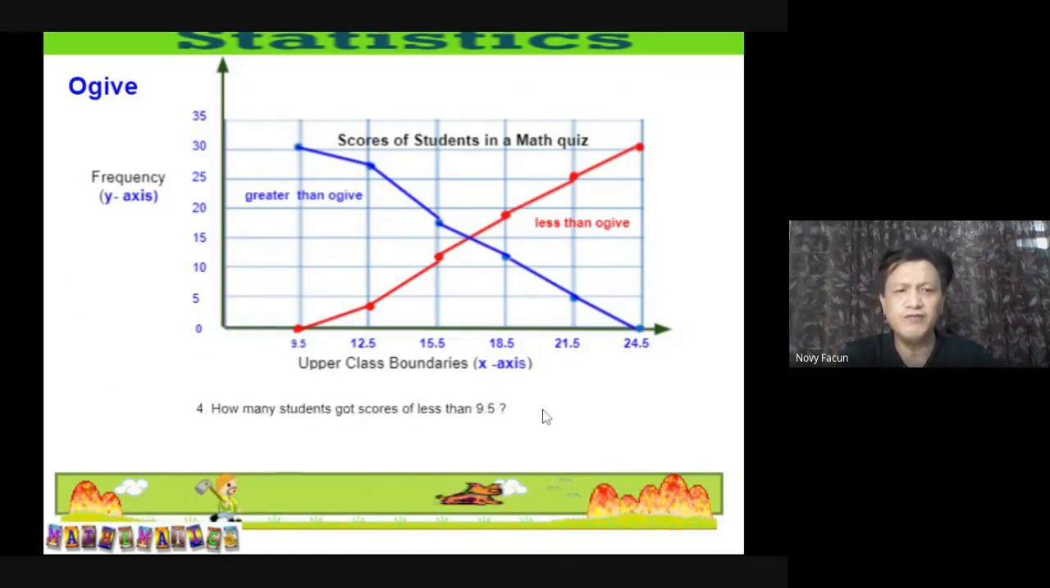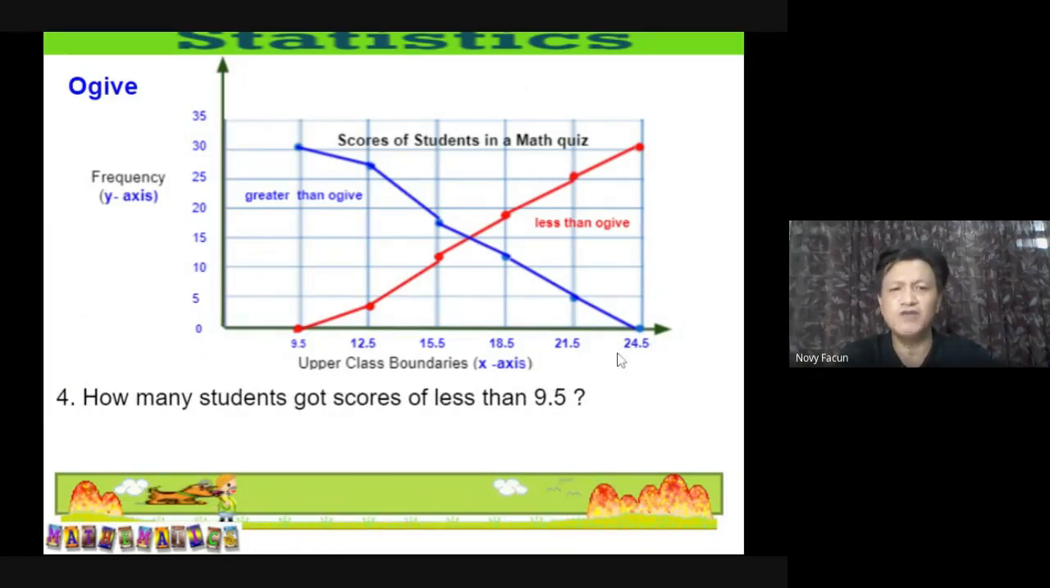And then, for number 4, how many students got scores of less than 9.5? Pag less than, ito yung red. Okay, ito yung red natin. Ibig sabihin yan, ano yung coordinates niya? Ibig sabihin, ito yung cumulative frequency. 0 siya. Okay, walang estudyante na nakakuha dyan. Okay, kasi remember, in-extend lang natin.